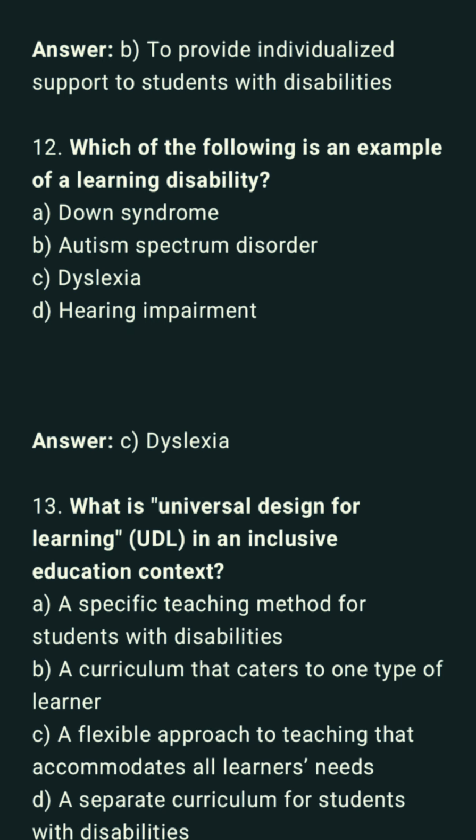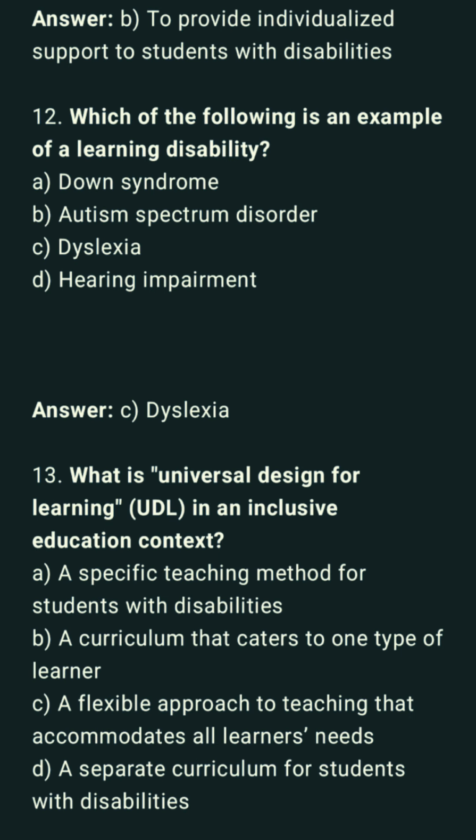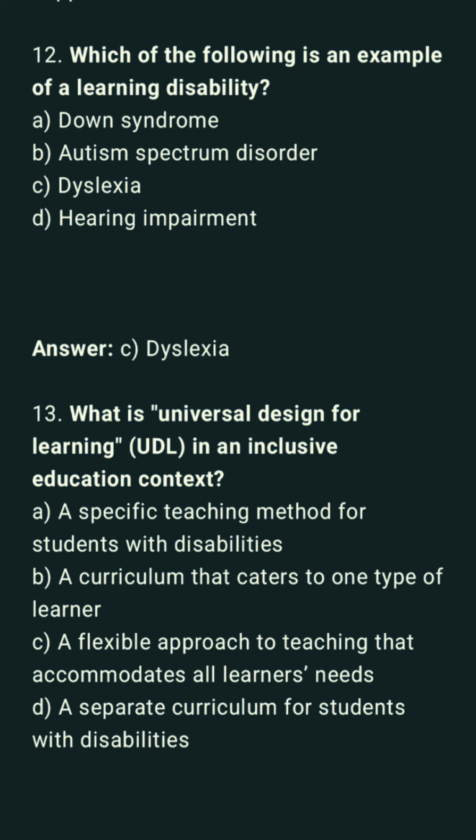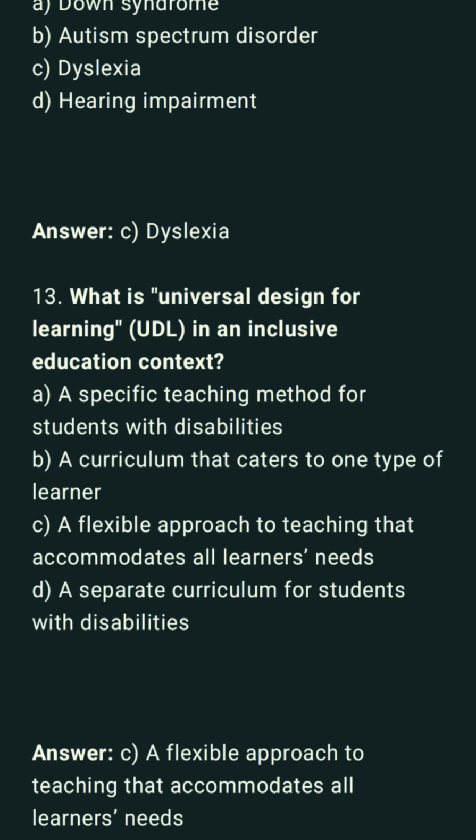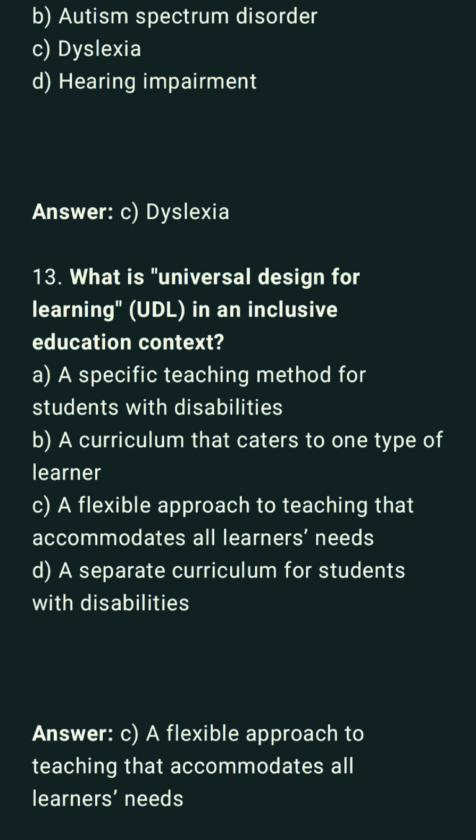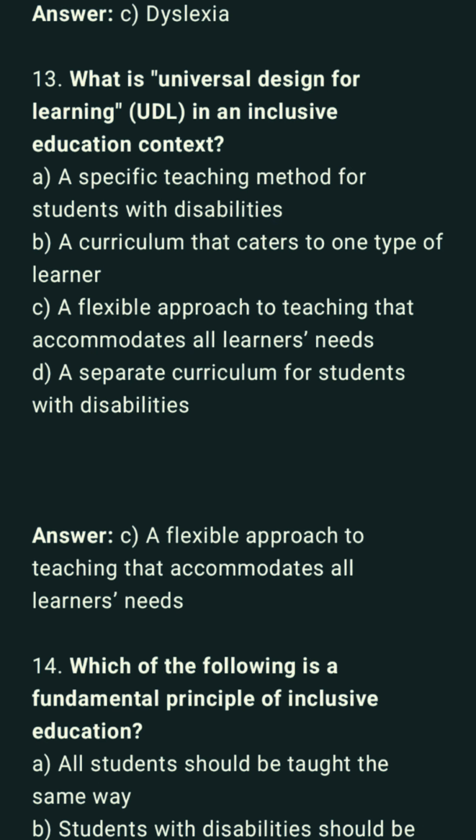Number 13, what is universal design for learning, UDL, in an inclusive education context? The answer is a flexible approach to all teaching that accommodates all learner needs.